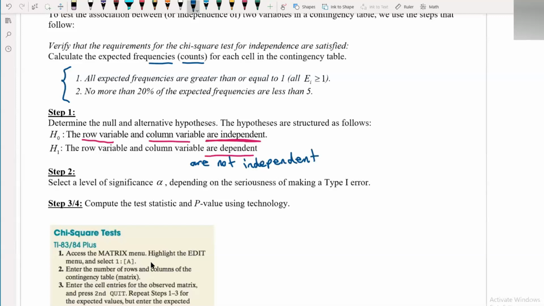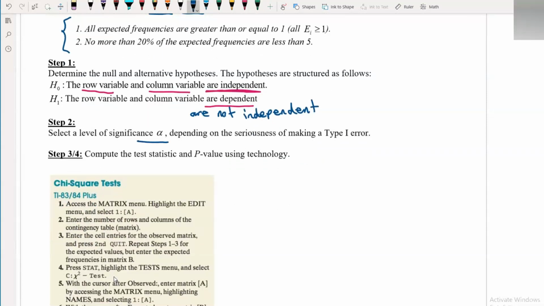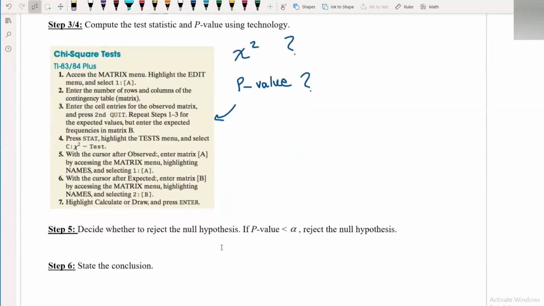Are not independent. Step 2, we have to find alpha as always to be able to compare with P. I combined step 3 and 4. Why? Because if we use the TI-83/84 at the same time, we are able to find chi-square and also p-value. So we can find both of these using these steps. Step 5, after finding p-value, we can compare that with alpha, and finally state conclusion.